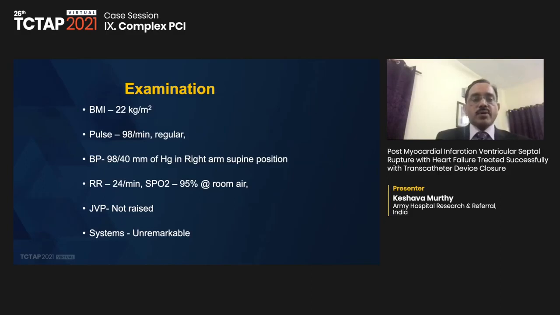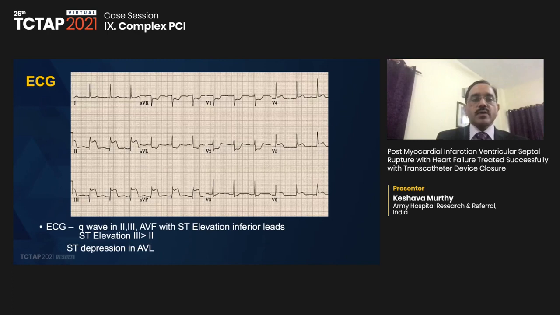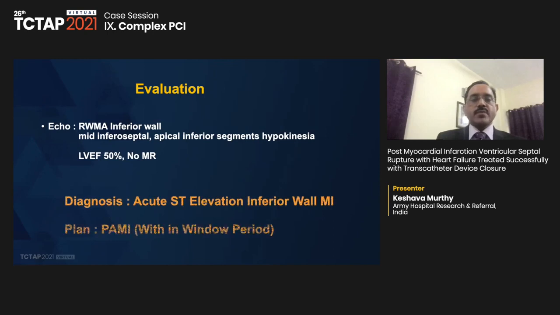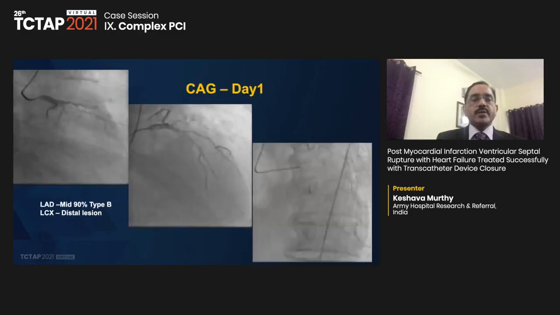He was averagely built and nourished. Vitals were stable, systems unremarkable. ECG showed ST elevation in inferior leads, ST elevation in lead 3 more than lead 2. Echocardiography showed regional wall motion abnormality in inferior wall in RCA territory. He had an ejection fraction of 50%. He was immediately taken up for primary angioplasty since he was within the window period.